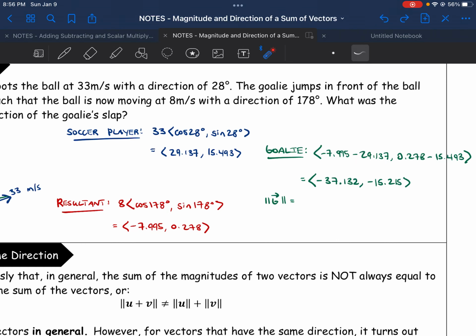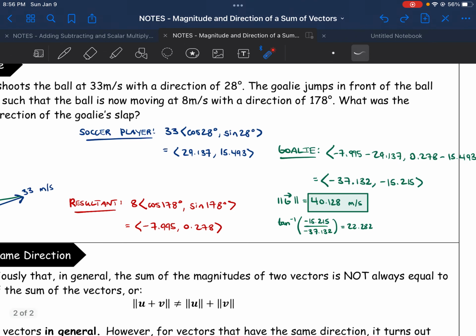Magnitude for the goalie's vector, just follow the magnitude formula. That, of course, is this squared plus this squared. Then you take the square root. You get 40.128. And then the direction is the inverse tangent of negative 15.215, vertical component, divided by horizontal component, negative 37.132. And you get 22.282 degrees.